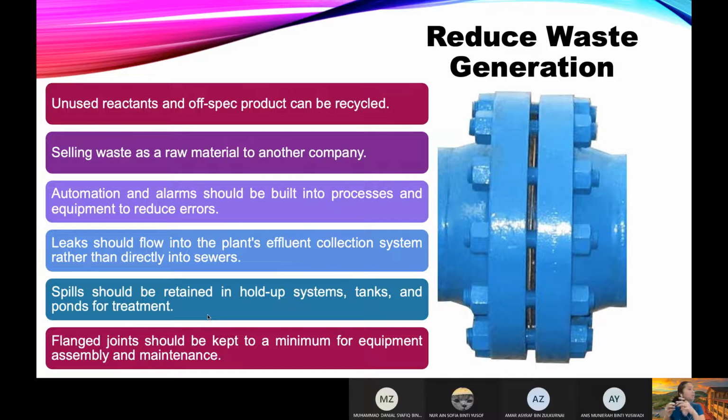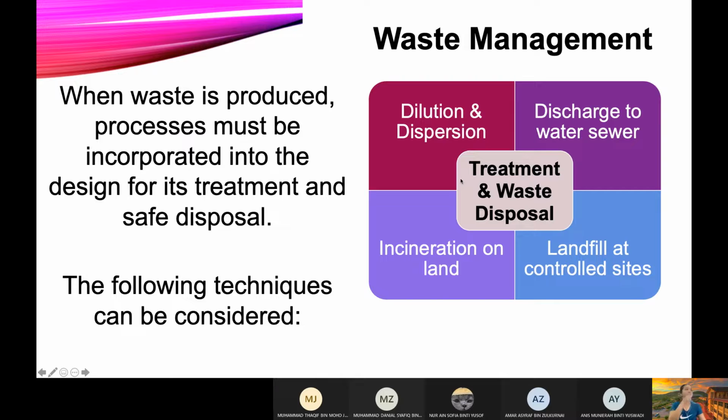Joints. So flange joints should be kept to a minimum for equipment assembly and maintenance. So these flange joints are the ones that always cause leakage and spillage. So when they tend to have a spillage, this is also a cause of waste in the system. Okay, now just now is to reduce the waste. Now you are talking about what do we do to treat the waste.